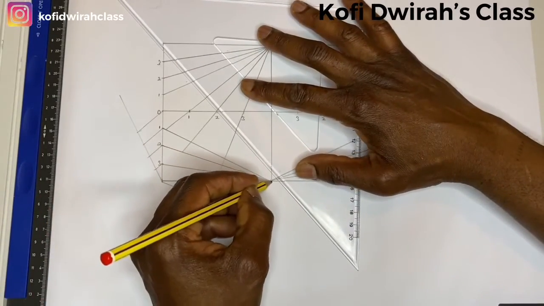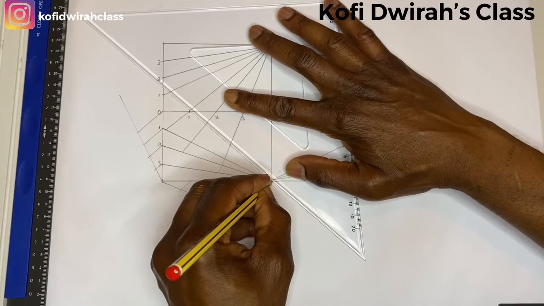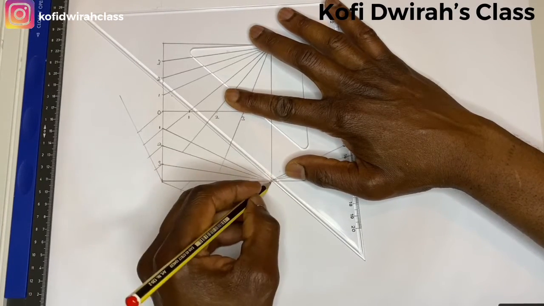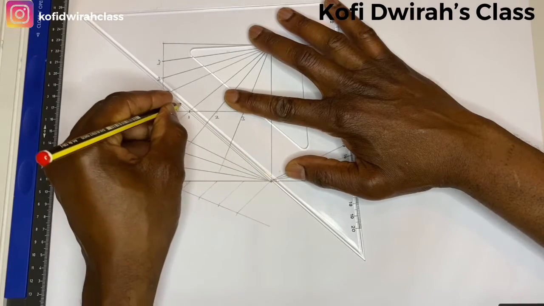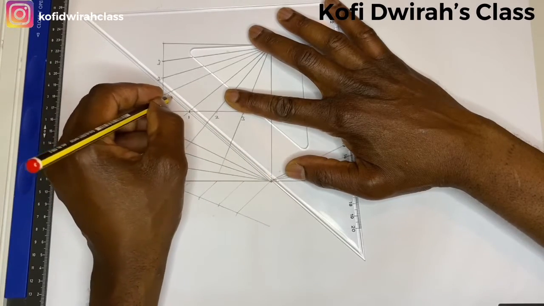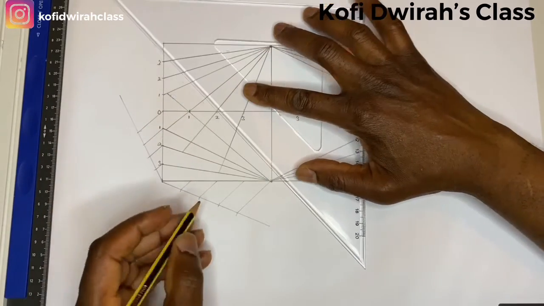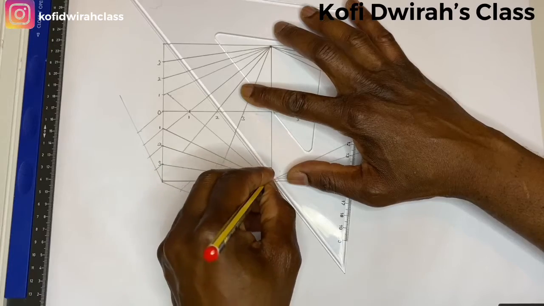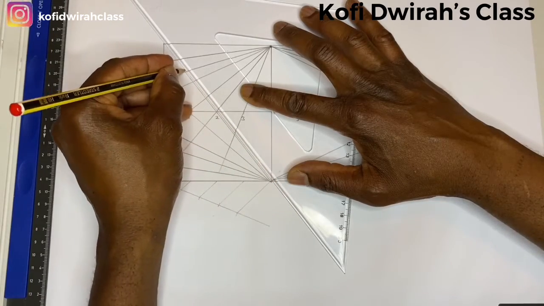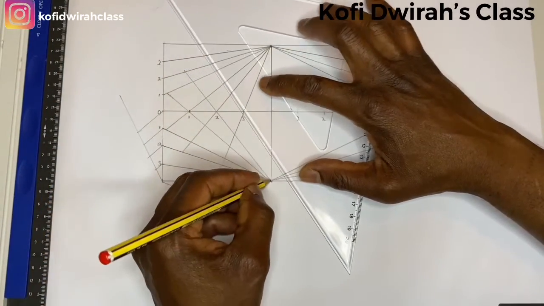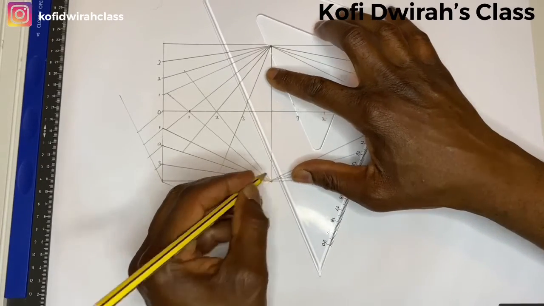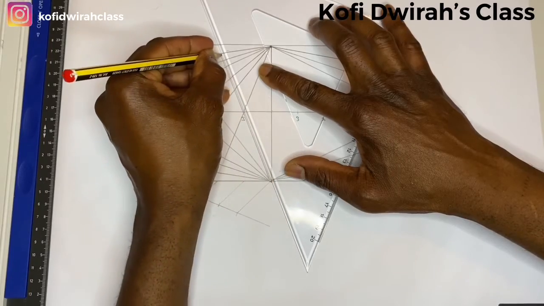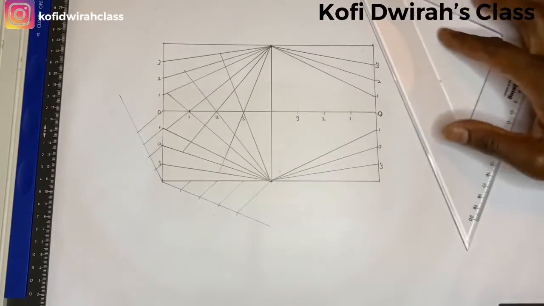From here through point 1, sorry. From here through 1 to line 1. The same point through point 2 to line 2. From here through point 3 to line 3, then you stop.